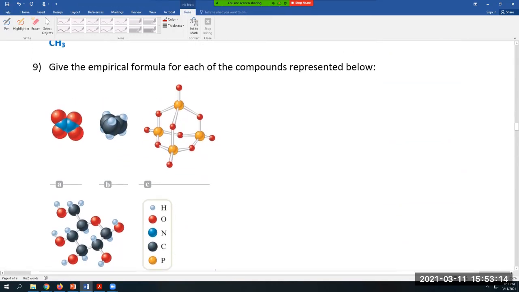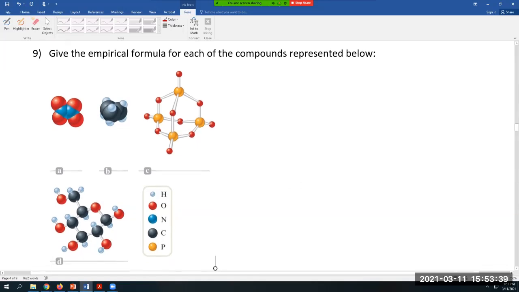Oops. So we need the empirical formula. Before we find the empirical formula, we will use the model to find the formula that the model gives us. And that formula will correspond to the molecular formula, right? Because these are all molecules. We can see from the key, the labeling of the colors, that we have only non-metals: hydrogen, oxygen, nitrogen, carbon, phosphorus. And so when non-metals are bonded together, they make molecules. And we can see here it's molecules.